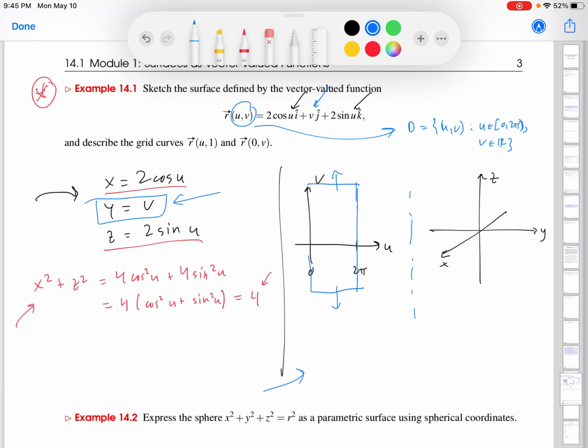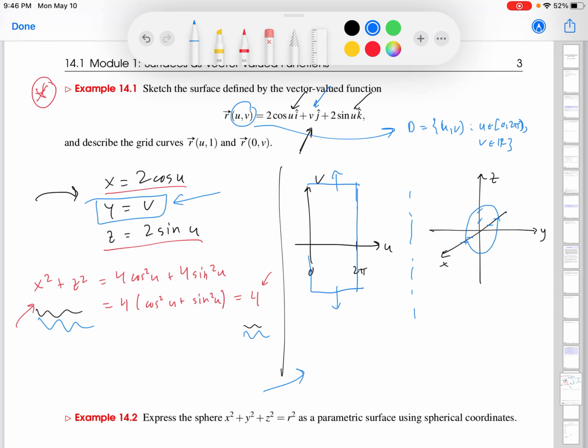And then what happens? How do we plot this in R3? We just figured out over here that x squared plus z squared is 4. So that's a circle of radius 2. And we also figured out that y equals v. So suppose I start with y equals v equals 0. Then I am on the xz plane over here. And on that plane, I would draw a circle of radius 2 centered at the origin. So that's exactly what I'm going to do here.